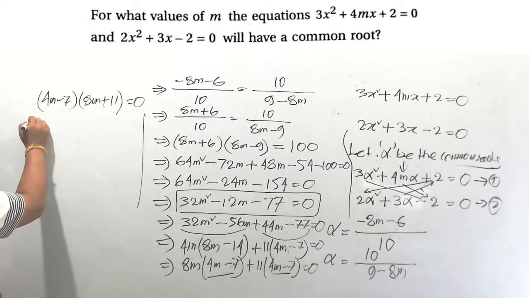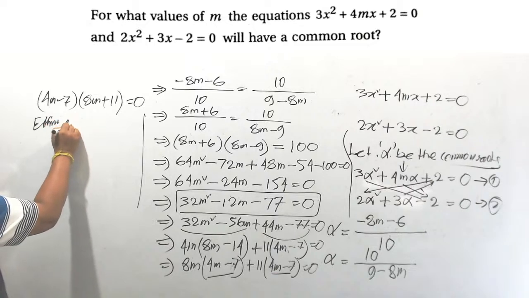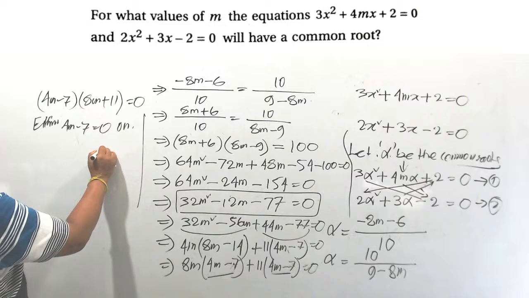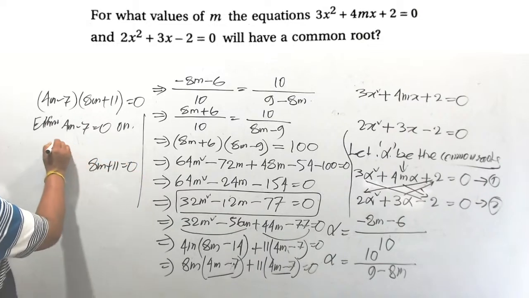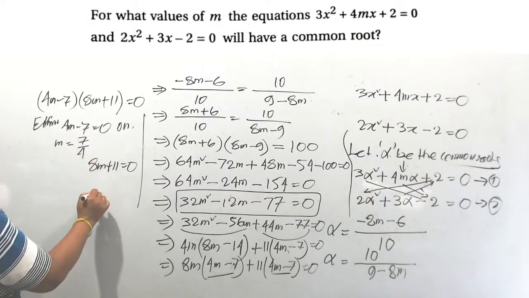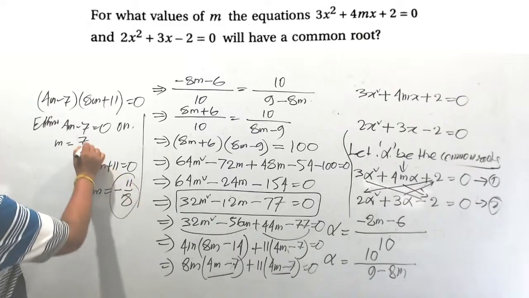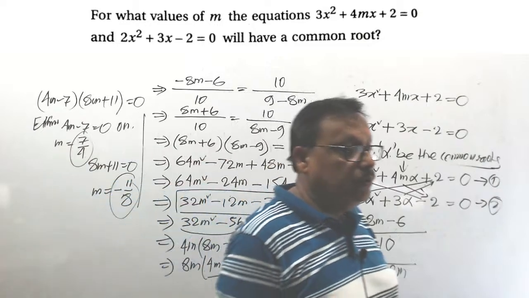Either 4m minus 7 equal to 0 or what? 8m plus 11 equal to 0. So you are getting m is equal to what? 7 by 4. Here you are getting m is equal to minus 11 by 8. So these are the two values of m. Understood?